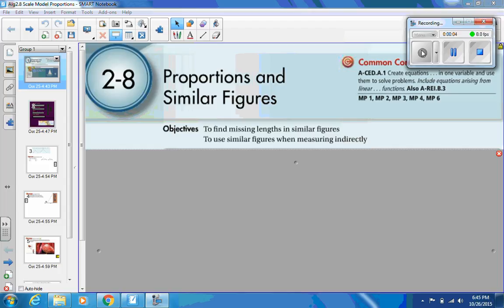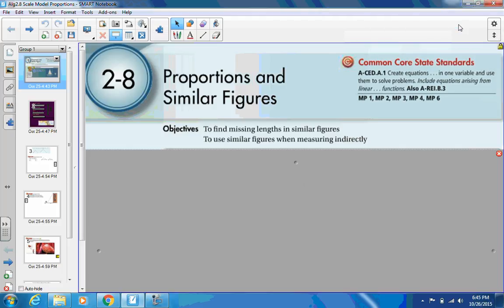Hello again, eighth graders. It's Mr. Pouts. Today we're going to do a video for section 2.8, or 2-8, which is again about proportions, but we're going to also talk about similar figures.